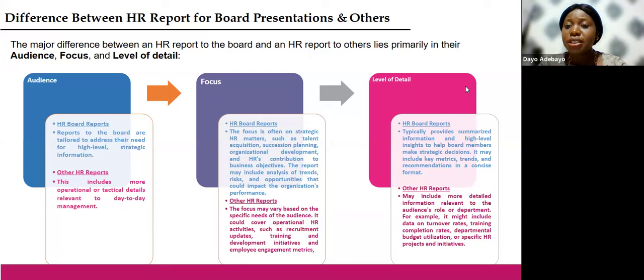So the HR report gives detailed and high-level insights. It's not a lengthy document, it's very brief, and addresses some key HR initiatives.